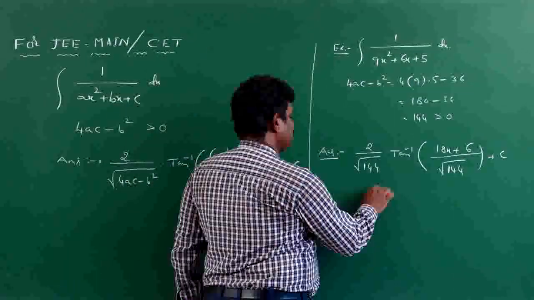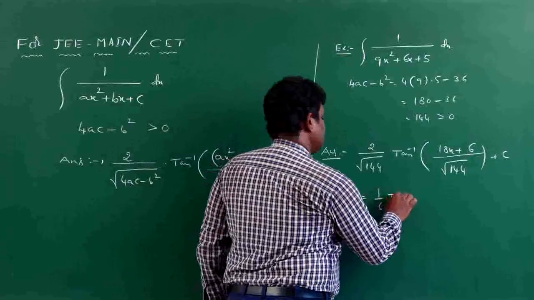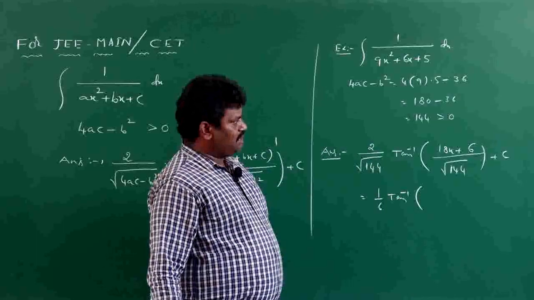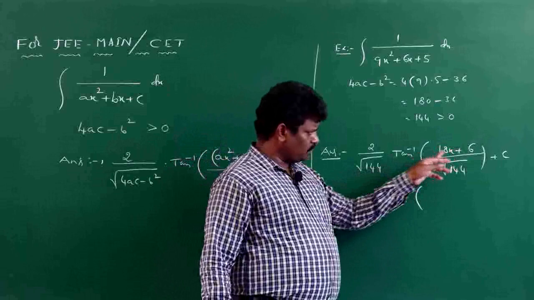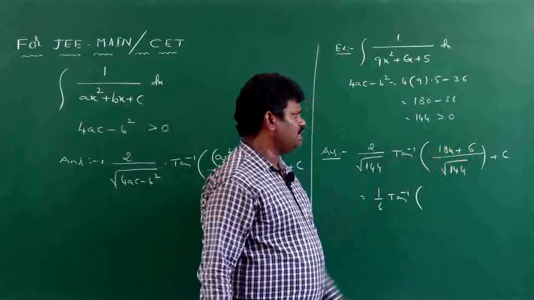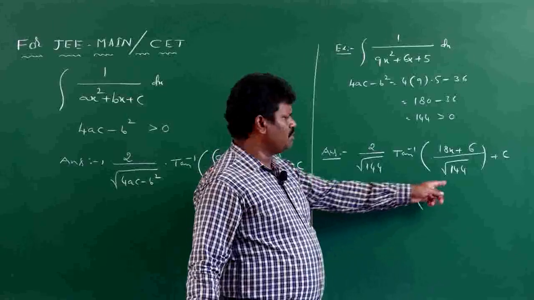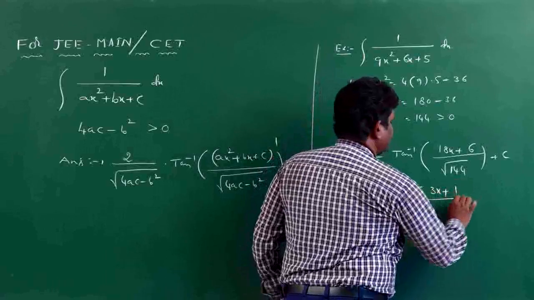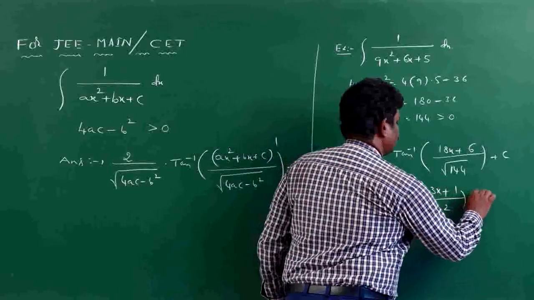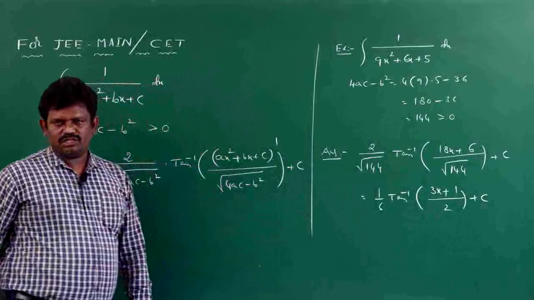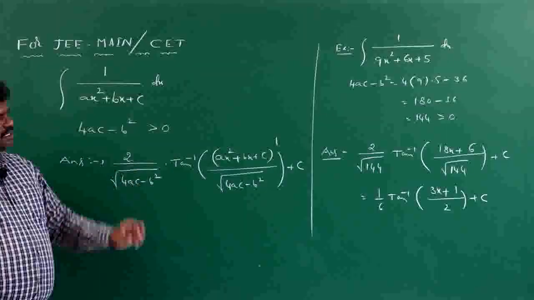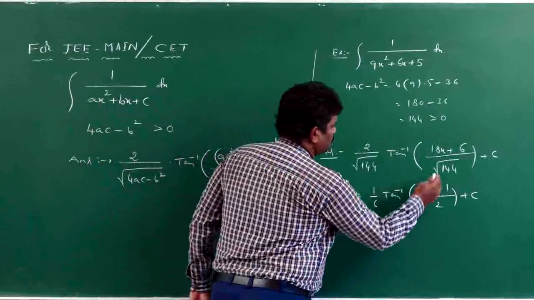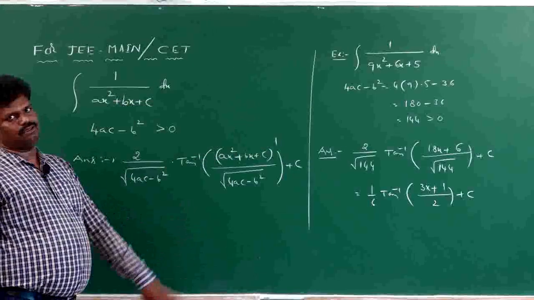So 2 by 12 is 1 by 6, that is 1 by 6 tan inverse of, taking 6 common, 3x plus 1 by 2, plus c. Taking 3 common, 3 sixes are 18, 2 sixes are 12, so 6 common gives 3x plus 1 by 2 plus c. So for any given model of this type, we apply this and find the answer of the given question.